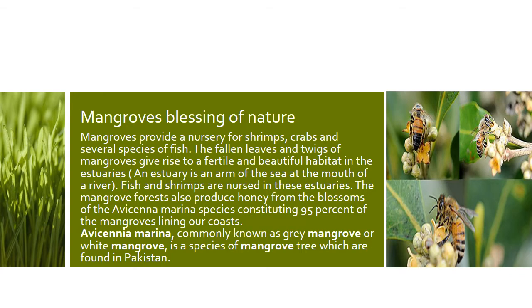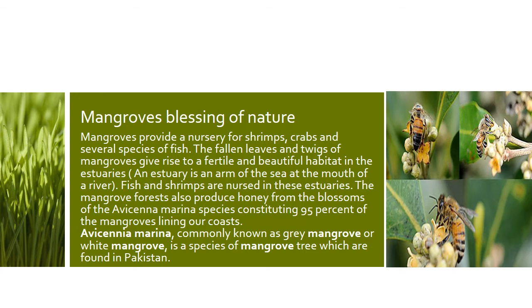Then we'll see how mangroves are a blessing of nature. Mangroves provide a nursery for shrimps, crabs, and several species of fish. Moreover, the fallen leaves and twigs of mangroves give rise to a fertile and beautiful habitat in the estuaries. We have studied that an estuary is an arm of the sea at the mouth of a river. So fish and shrimps are nursed in these estuaries, which are home for them.